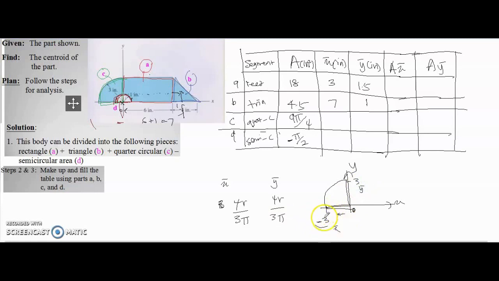Okay. So substitute these values into the x bar and y bar equations. Substitute r with negative 3, so x bar becomes negative 4 times 3 over 3 pi. And then y bar is 4 times 3 over 3 pi. Then put these two values into this table. So here is 4 over pi.